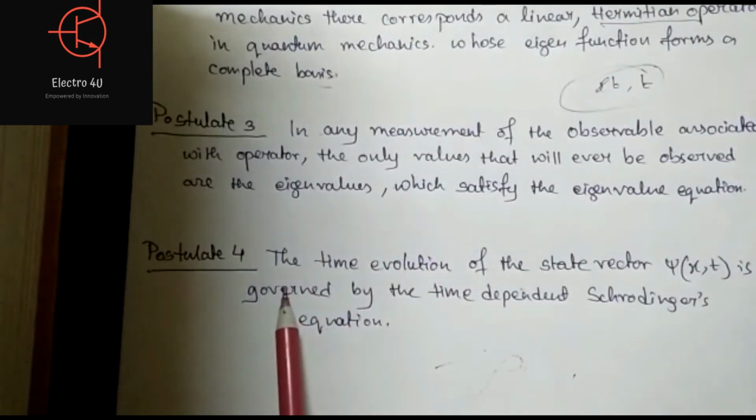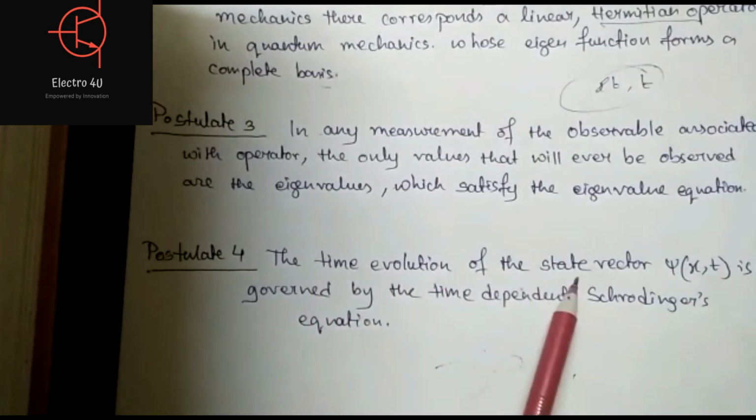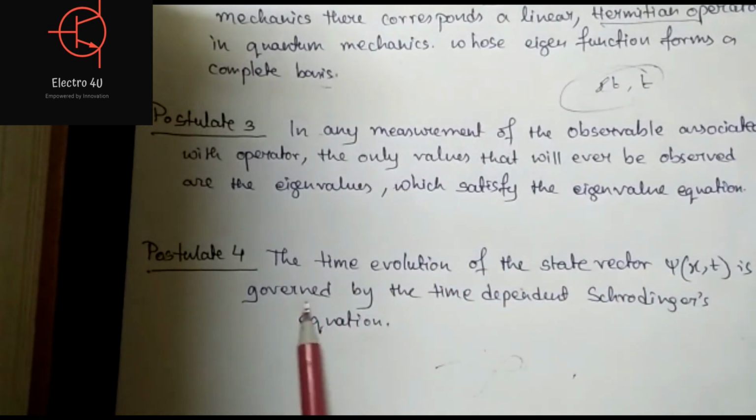And postulate number 4 says that the time evolution of the state vector psi x,t is governed by the time dependent Schrodinger's equation. If we want to explain that, we have not read about the Schrodinger's equation yet. So in short, I can say that the role which Newton's equations play in the classical theory, the same role is played by the Schrodinger's equation in the quantum theory.